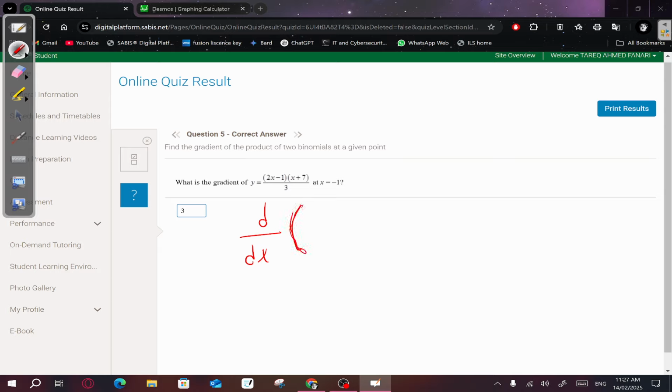At x equals negative 1, 18 times negative 1 squared plus 16 times negative 1, which is going to be equal to 18 times 1, since any number squared is going to be positive, minus 16. This is going to equal 2.